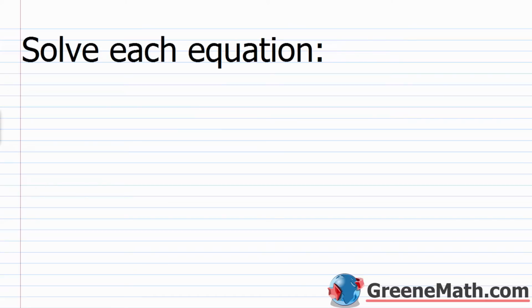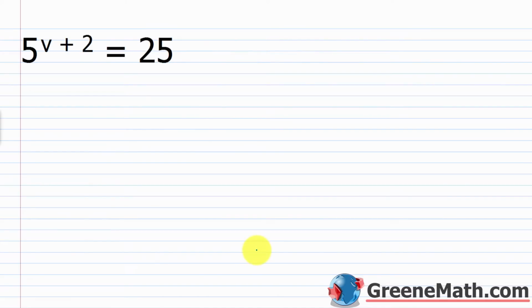All right, so we just want to solve each equation. For the first problem, we're going to look at 5 raised to the power of v plus 2, equal to 25. To solve this equation, we want to have the same base on each side. On the left, I have a base of 5. On the right, what could I do to rewrite 25 as a number in exponential form where the base is 5? Well, 25 is just 5 squared. So now the equation is rewritten as 5 raised to the power of v plus 2 equals 5 squared. So I have the same base.